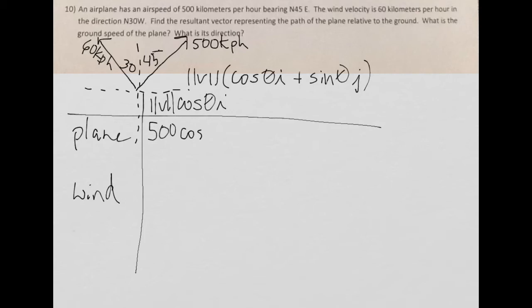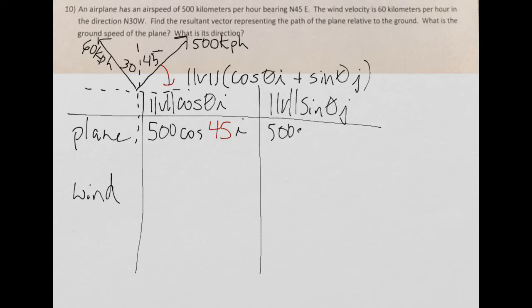Now remember what I said, we always want the angle with respect to the positive x-axis, so we're looking at the angle that's going down right there to the positive x-axis. That's 45 degrees. And then we also set up the column for the magnitude times the sine of the angle. So that's going to be 500 sine 45 j.